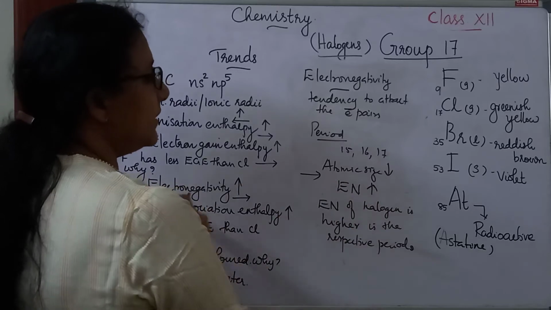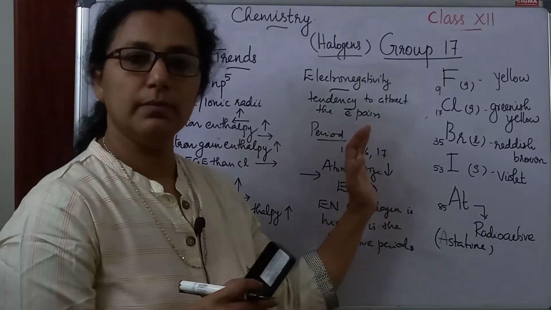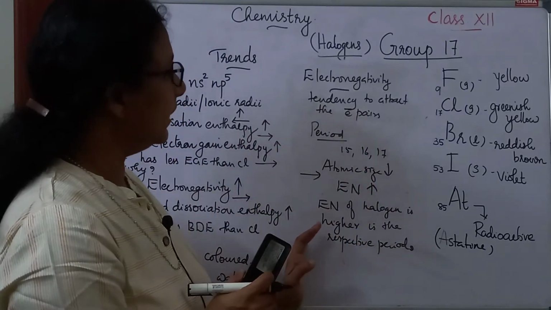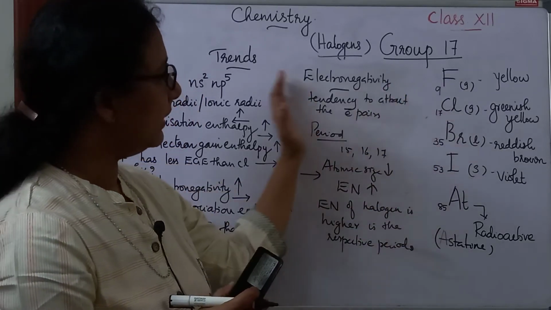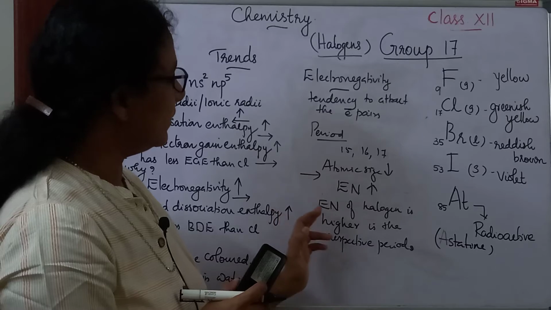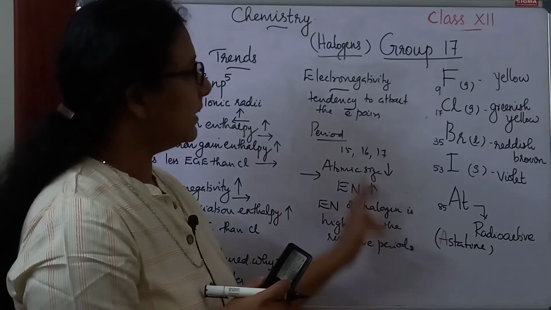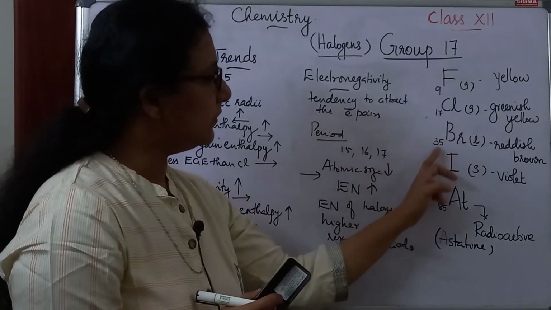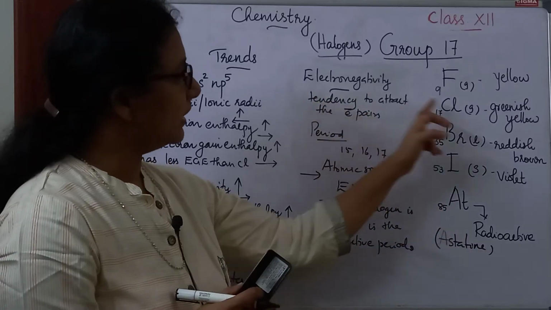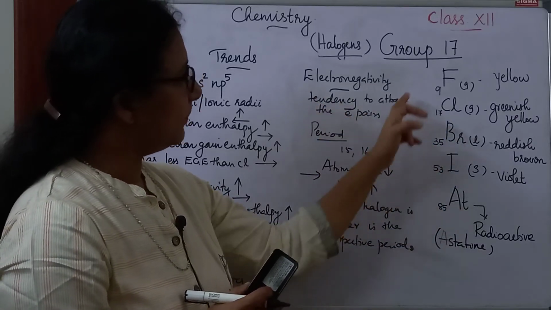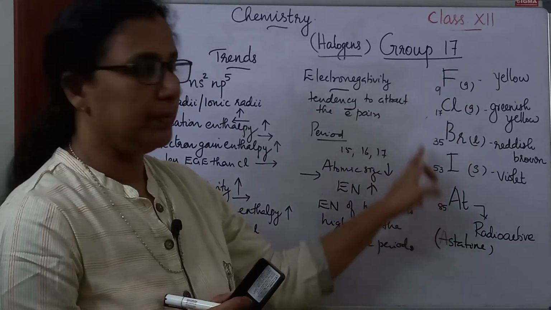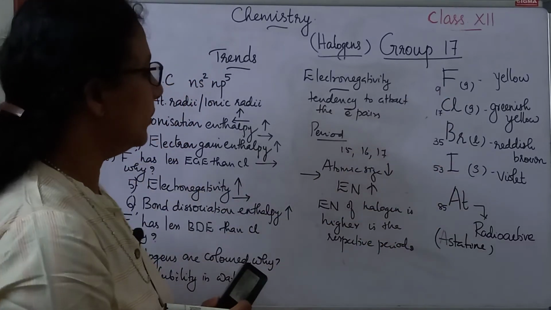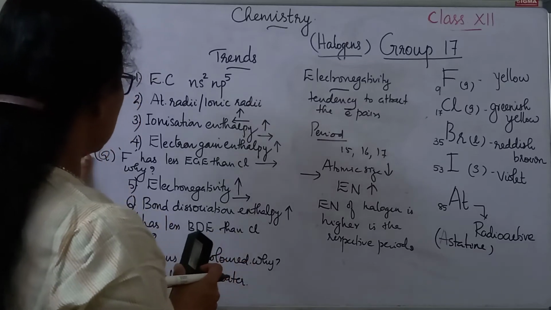So electronegativity increases when we are moving from left to right, and we know that halogens are more electronegative when we are comparing other groups. So the electronegativity of halogens is higher in the respective period. But when we are comparing the electronegativity in a group, it decreases down the group. So this is about electronegativity.